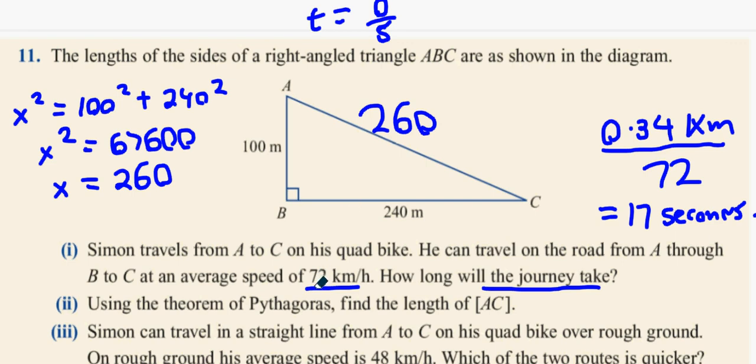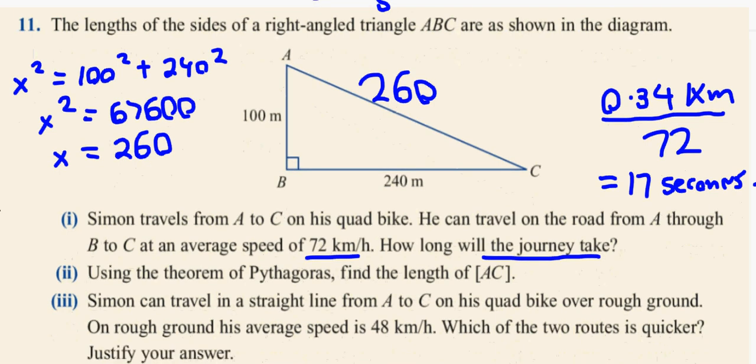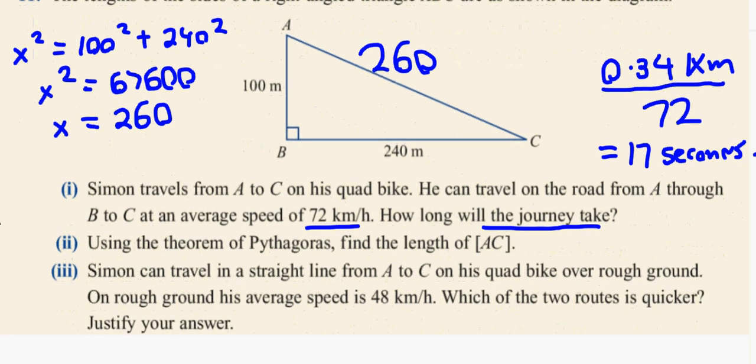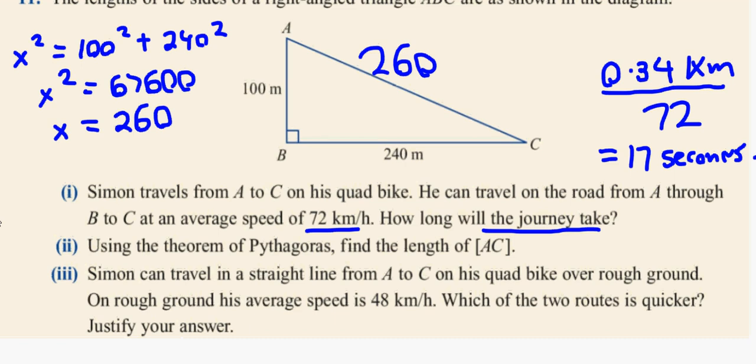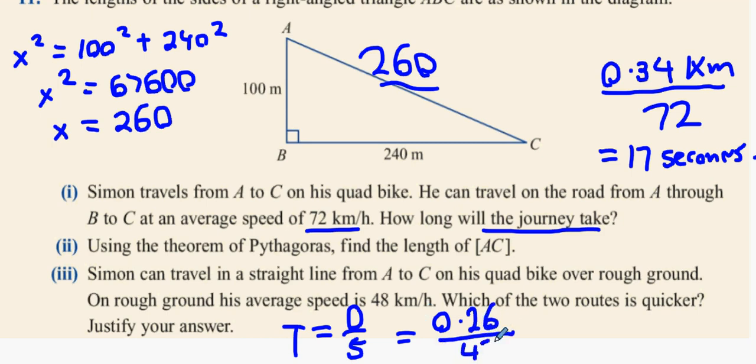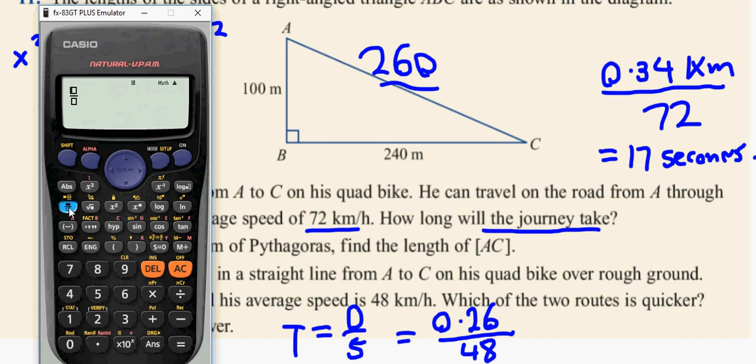Now, use the theorem of Pythagoras to find the length of A to C. Already done. Simon can travel in a straight line from A to C on his quad bike over rough ground. On rough ground, he can go 48 kilometers an hour. So, time equals distance divided by speed. What's your distance? 260 meters. What's 260 meters in kilometers? 0.26. What speed is he going? 48. Do the same trick again. 0.26 divided by 48. And press your button. He's going to do that in 19.5 seconds. Is that okay?